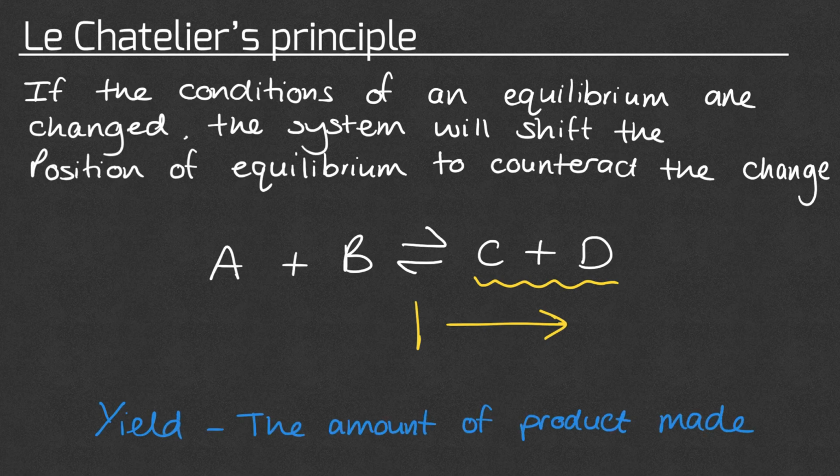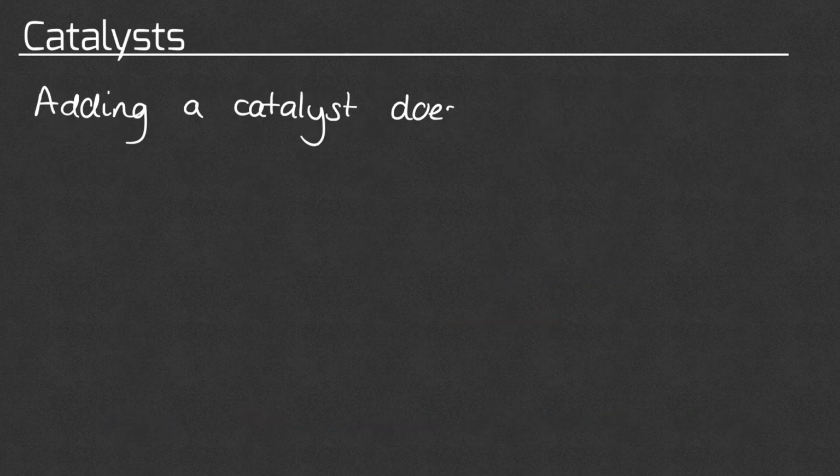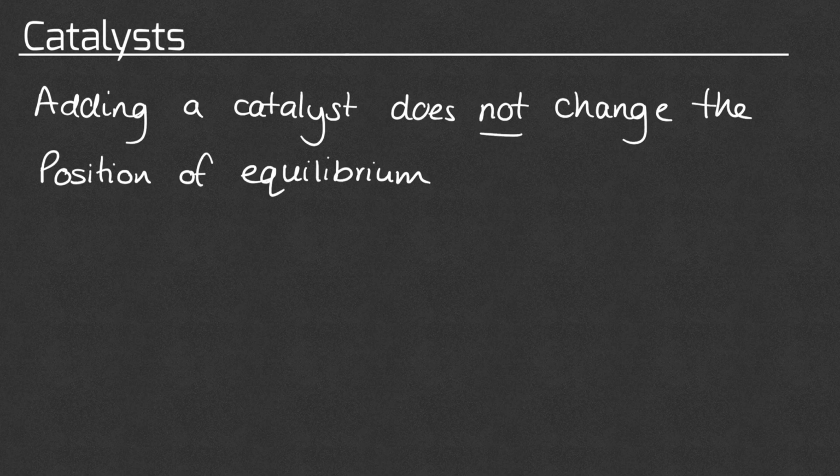When we're talking about equilibrium, we'll commonly use the term yield, and this means the amount that we've made. So for example, for this equilibrium, if we shifted the position to the right, this means we're going to make more C and D. So we could say we've increased the yield of C and D because we've made more. Because we're making more C and D and less A and B, we could say that we have decreased the yield of A and B. Adding a catalyst does not change the position of equilibrium.